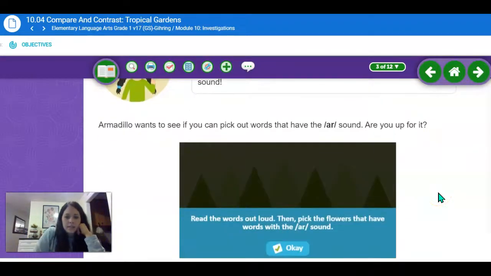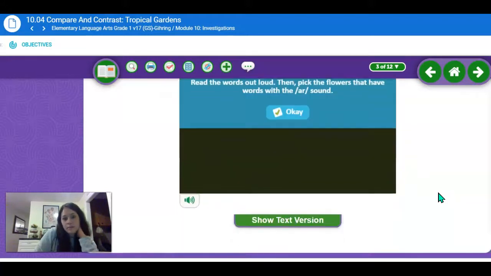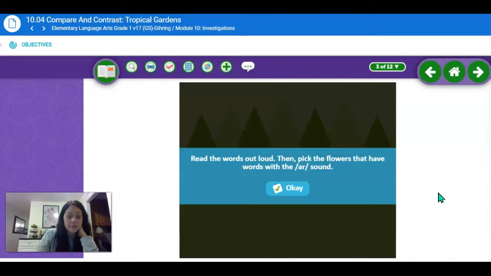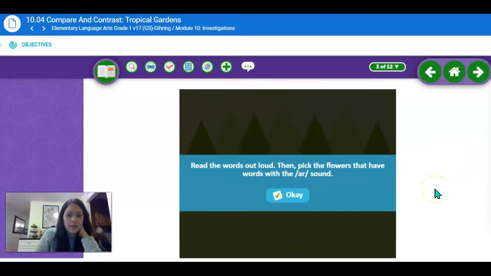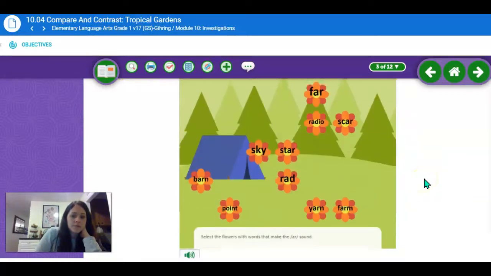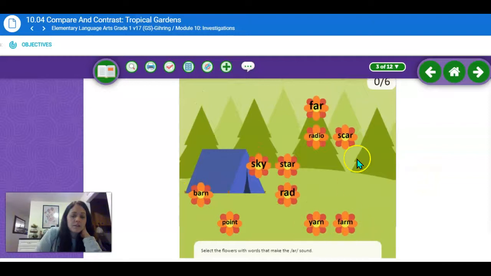So on our slide 3, there's an activity that I would love for you to pause the video and go try, because it's a lot more fun if you try it yourself than watching me do it on the video. It's a little game where you're going to read the words out loud, then pick the flowers that have words with the AR sounds. Let me show you. So here's all these words, and you're picking the ones that have R, like far. See, I got that one right. Okay, pause the video, go try it.